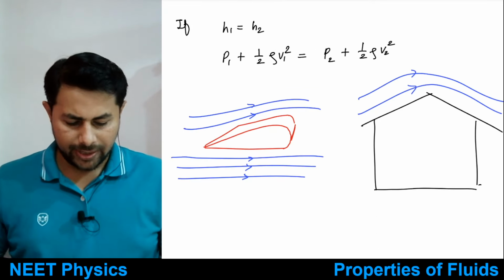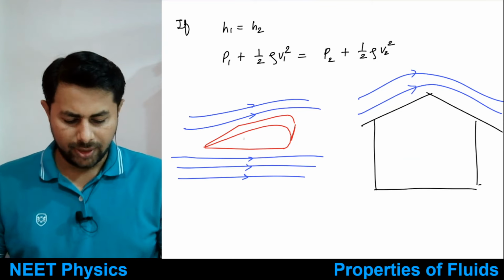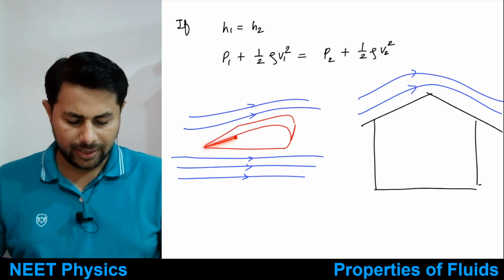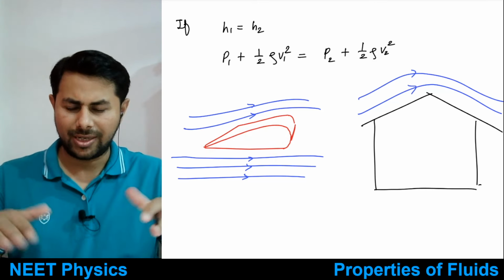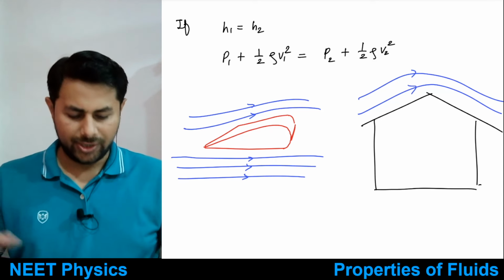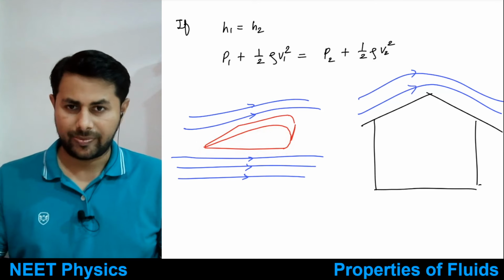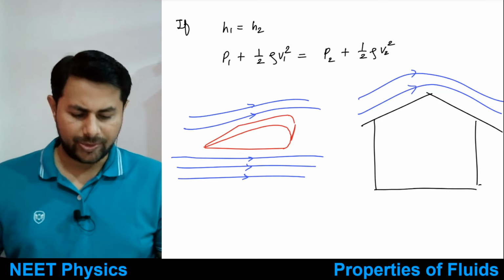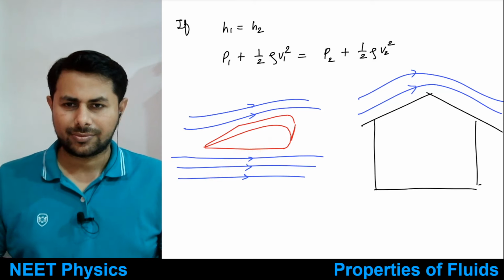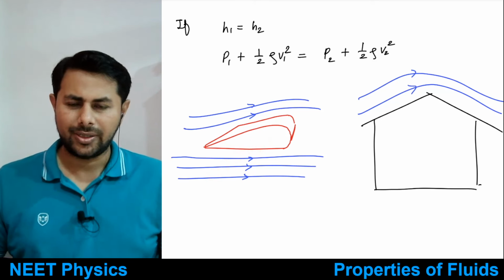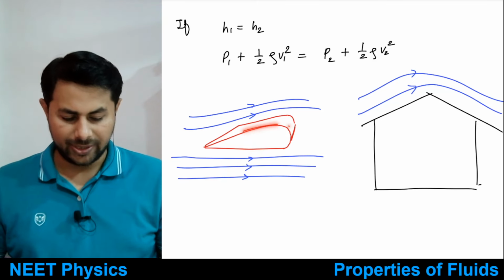So now let's consider some examples of Bernoulli's principle. One is the design of an aerofoil. What is an aerofoil? You have seen aeroplanes, right? The wing of an aeroplane has a particular shape. It is known as an aerofoil. Its shape is like this.